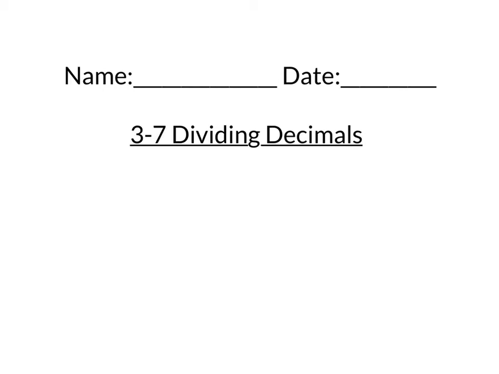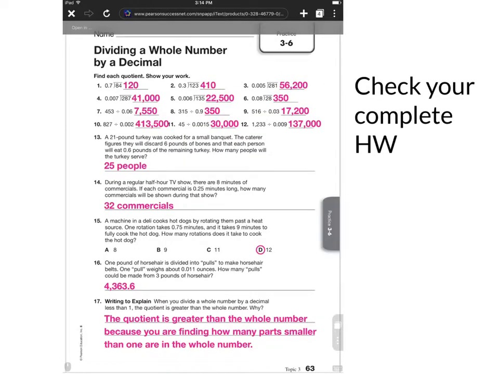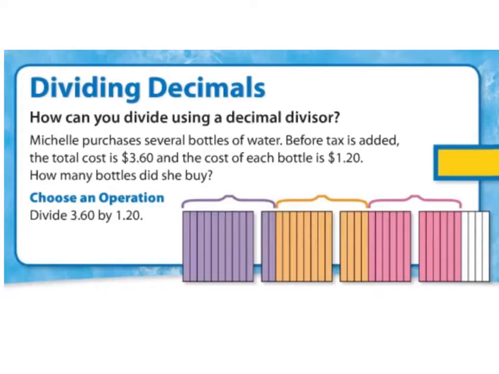Once you're done writing your name and date and 3-7 Dividing Decimals, please unpause the video. Moving on in 3, 2, 1. Here's your homework that should be completed. Please check it. We're unpausing the video in 3, 2, 1.